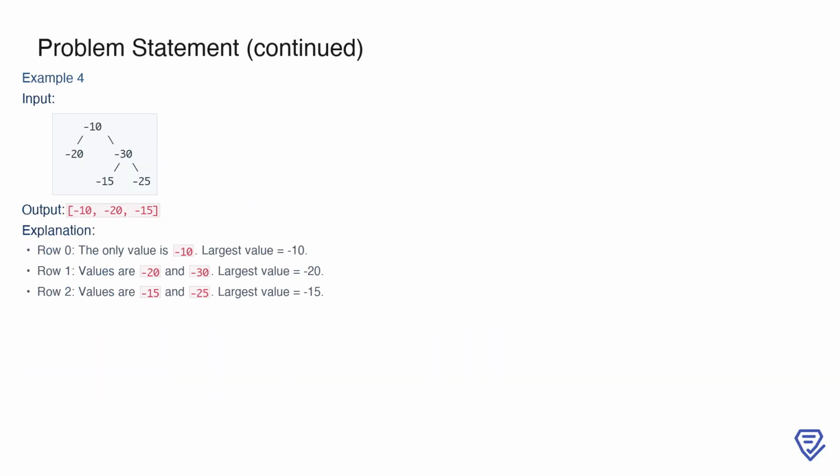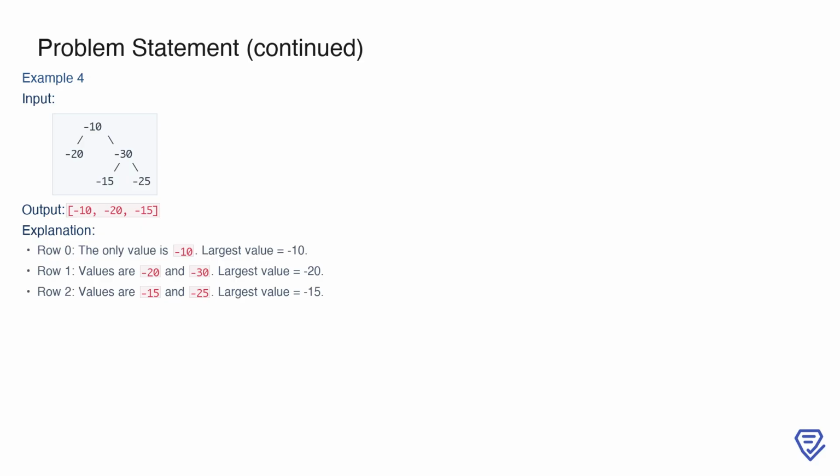For example, consider a tree where the root node has a value of -10, with children -20 and -30. The right subtree of -30 contains nodes -15 and -25. Here, the output array is -10, -20, -15. In row 0, the root node -10 is the only value, making it the largest. In row 1, the values are -20 and -30, and the larger value is -20. For row 2, the values are -15 and -25, with -15 being the largest.